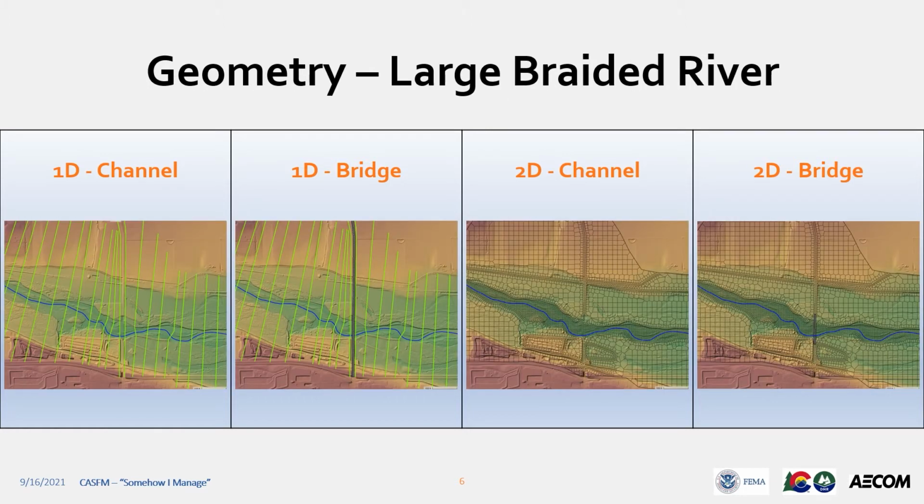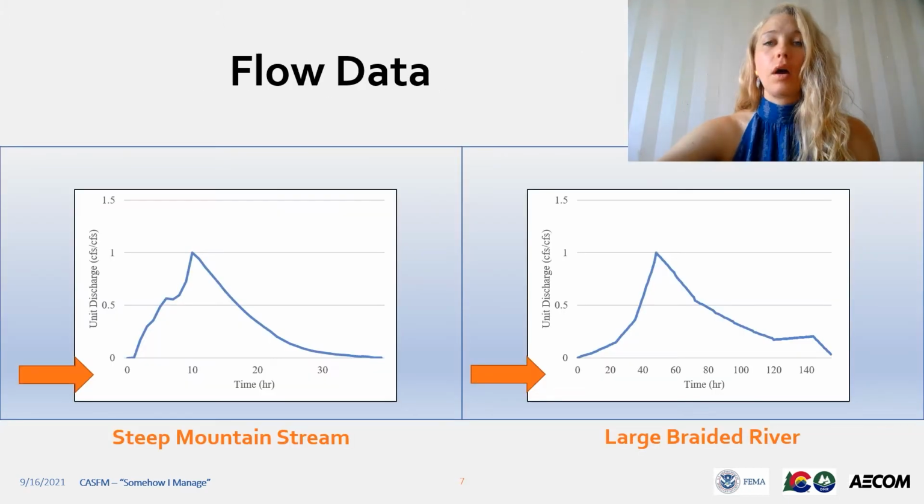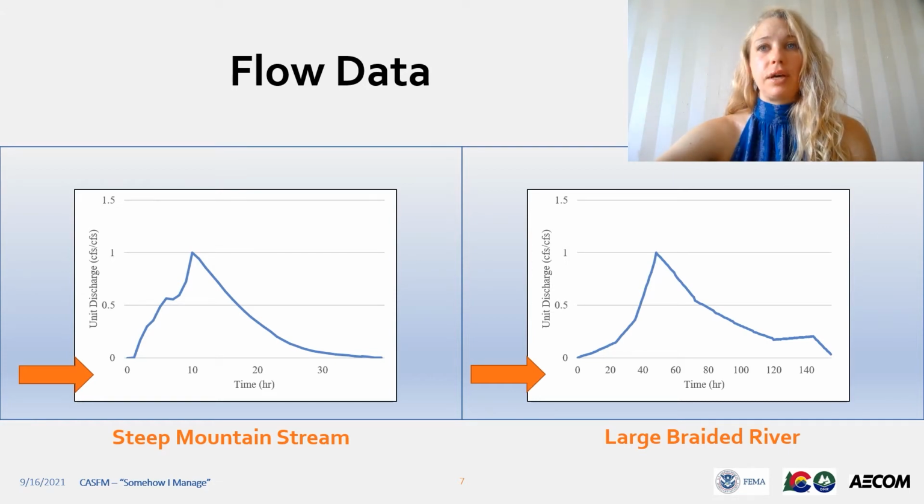The second type of river we selected was on the other side of the spectrum, a large braided river. And we modeled this geometry also in 4 different ways: a 1D channel, 1D bridge, 2D channel, and 2D bridge. For our flow data, we selected representative hydrographs for each stream. For the steep mountain stream, you can see that we calculated an average unit hydrograph that peaks within 10 hours, whereas the large braided river, which has a much bigger watershed, peaks at about 50 hours.